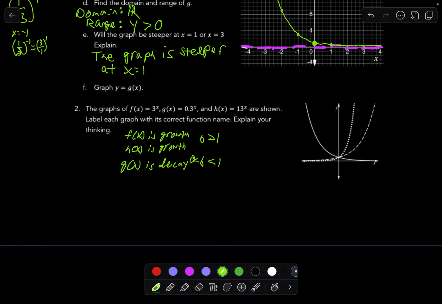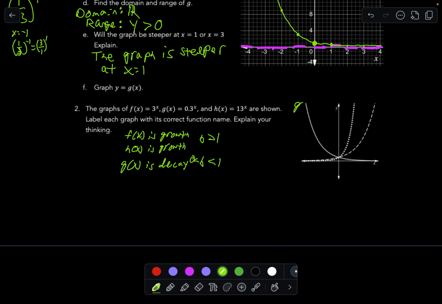Of course, they always want to put the greater than 0. So there's only one decay graph showing. That's the solid white one, the one that starts high and goes down to 0. That's decay, so that is g of x.